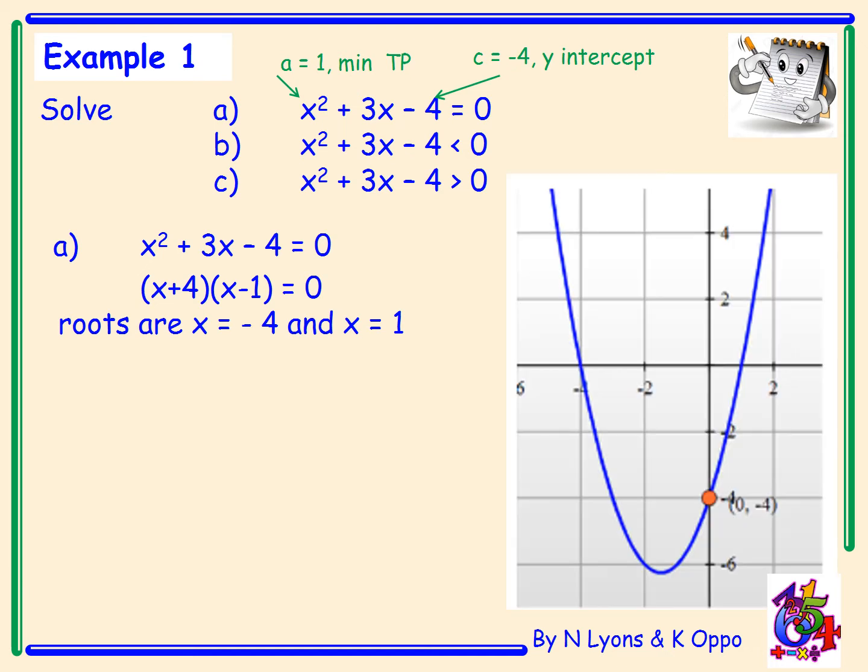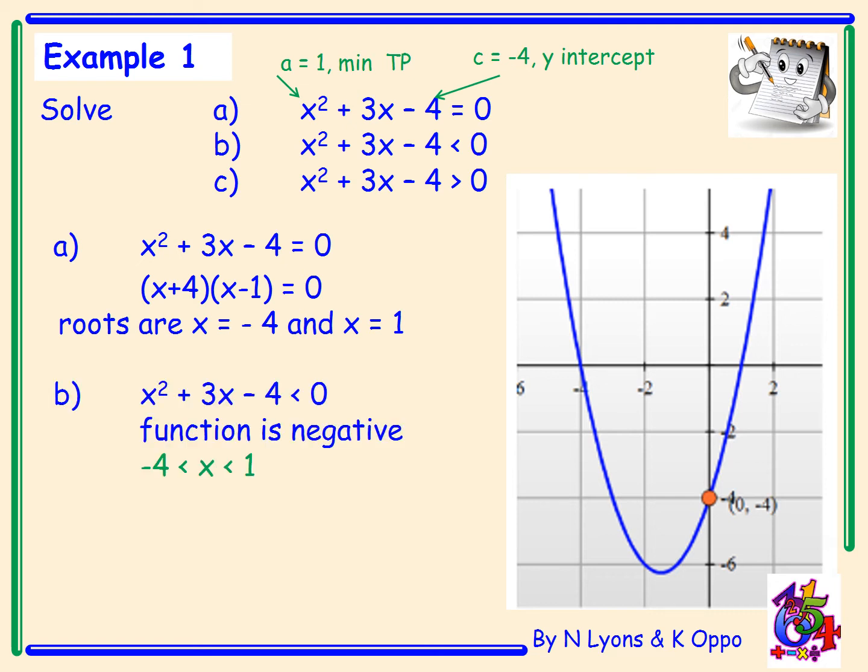And here's a sketch for you. I've plotted the roots, x equals minus 4 and x equals 1, and I've got the y-intercept (0, -4). Now in the past we've also looked at the axis of symmetry, but we don't have to do that today. A quick sketch is going to help us then solve parts B and C.